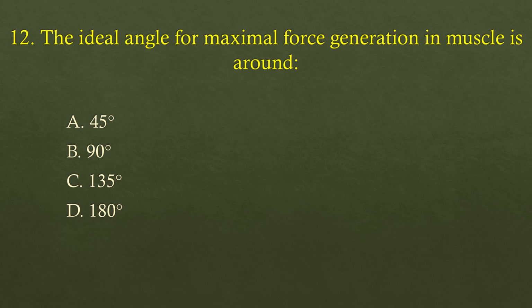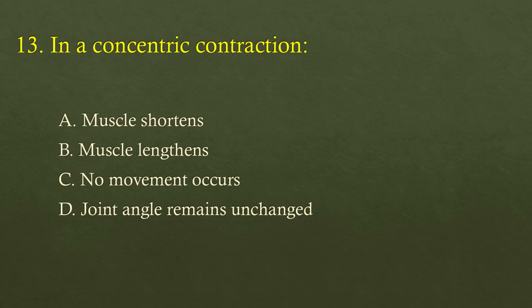Number 12. The ideal angle for maximal force generation in muscle is around A. 45 degree. B. 90 degree. C. 135 degree. D. 180 degree. So the answer is B. 90 degree.